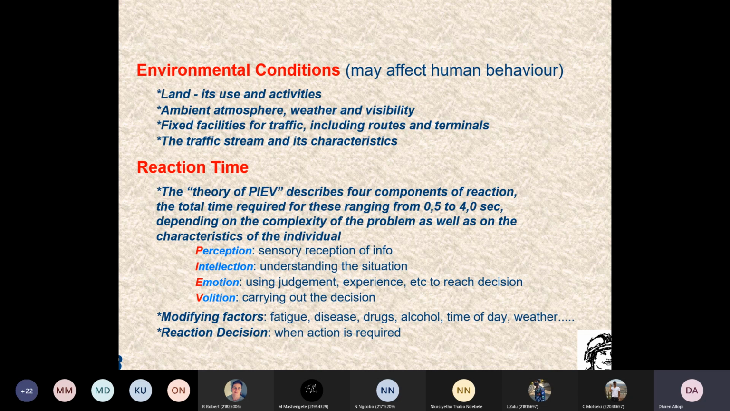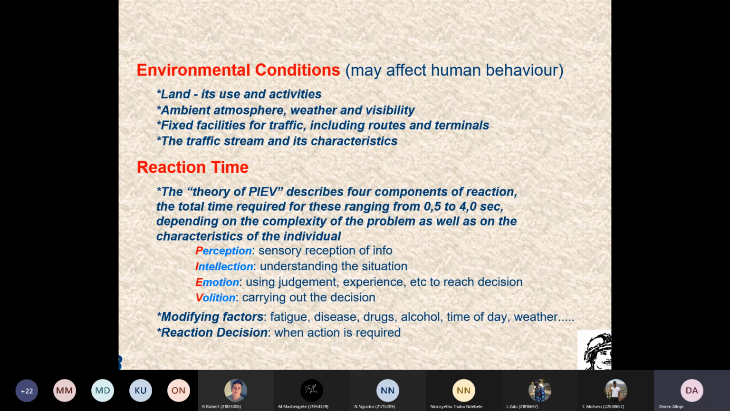And you all know that with sight distance, stopping sight distance, it's based on your perception reaction time, one of the elements, one of the factors, one of the values that you use in your calculation. You can see the PIEV: perception, intellection, emotion, and volition. So when you are, for example, traveling on a road and you suddenly see an object on the road, you realize that braking action is required.